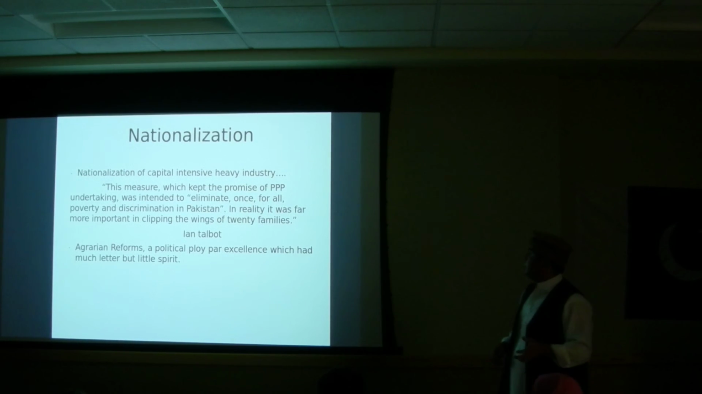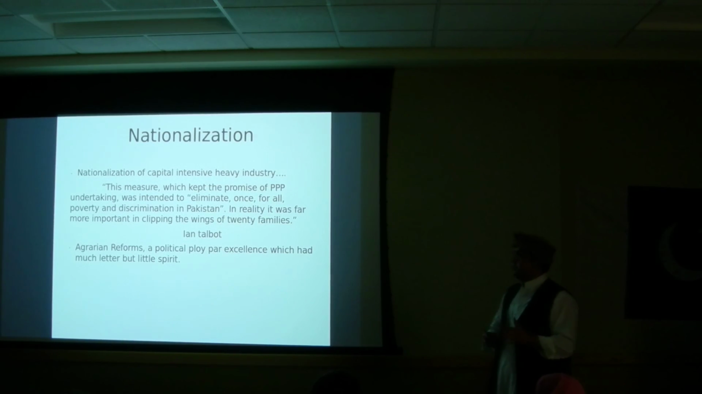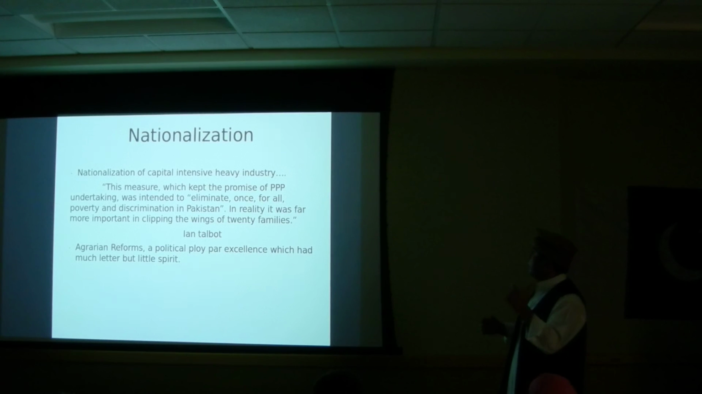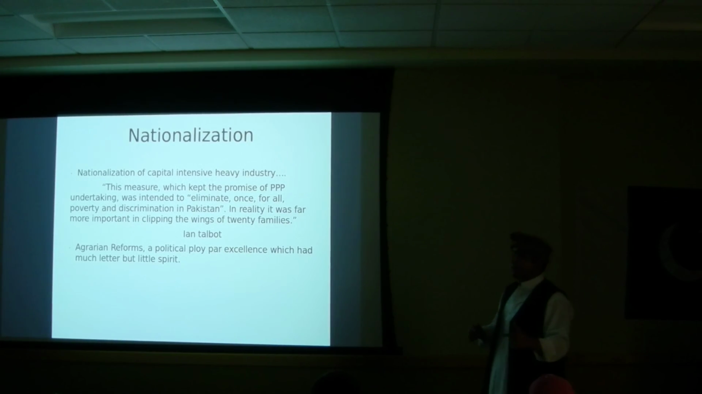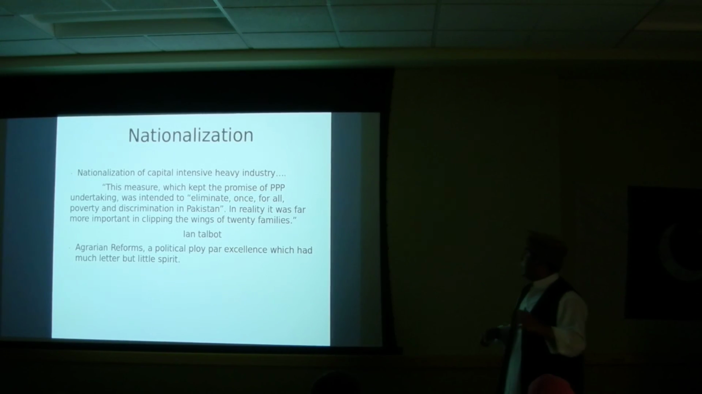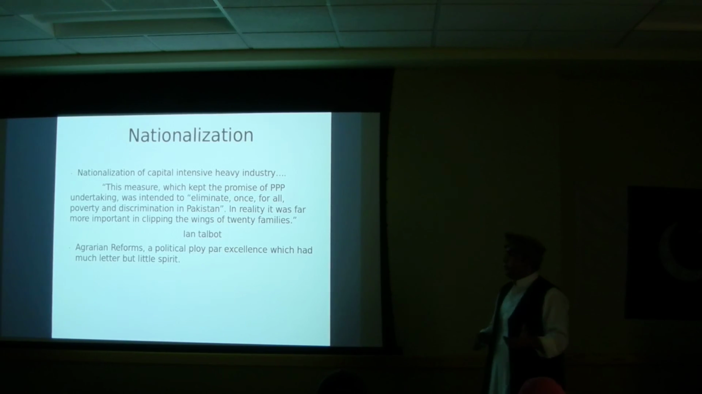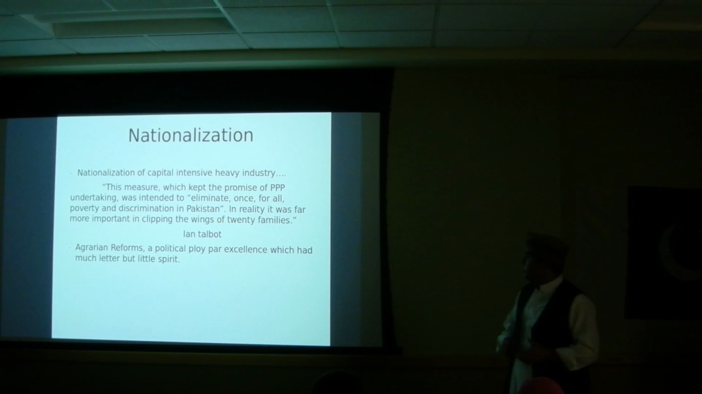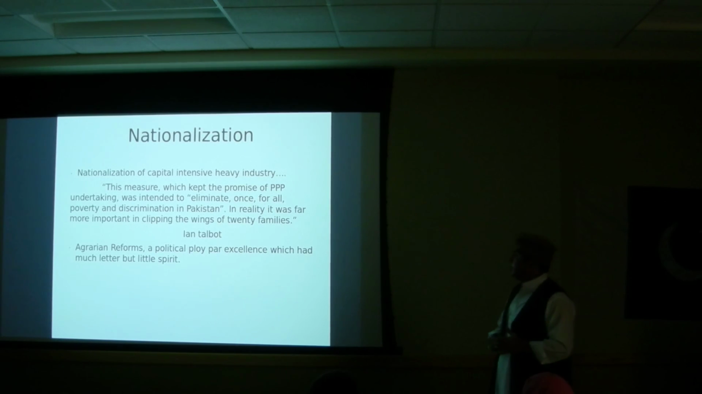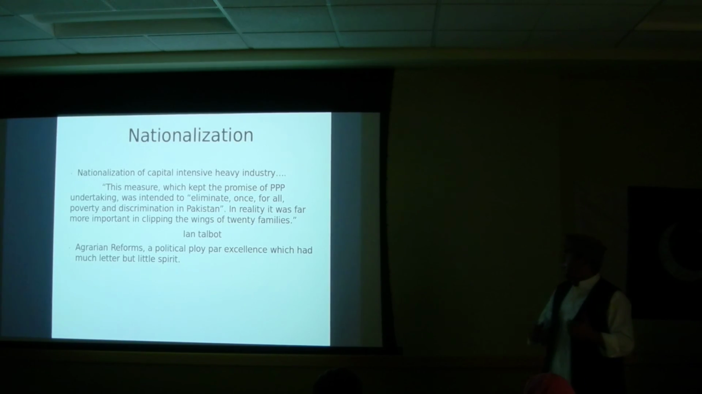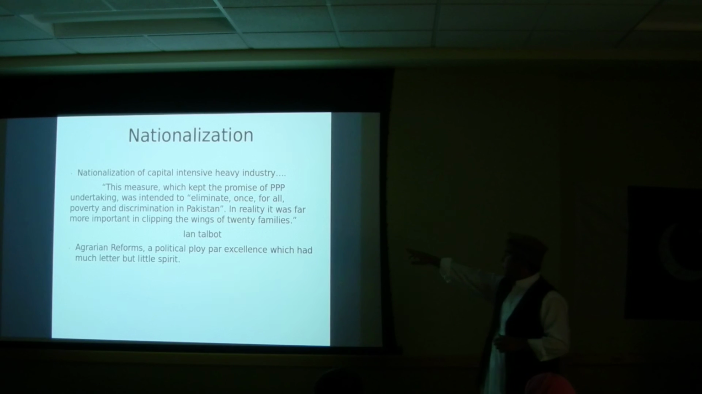Now, what he did, in order to deal with the class differences, he nationalized all the industries, including capital intensive industries, and because of that, most of the investors fled the country and took all their money, and Pakistan was in a very bad economic position. Actually, this was meant to flip the wing of the two countries, but it failed, and he did some agrarian reforms.